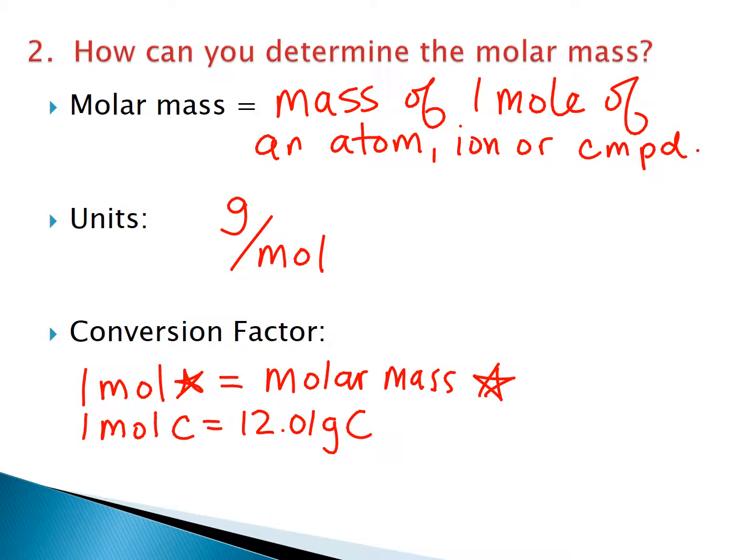12.01 grams. Right. If I look at the periodic table and see, let's see, what's a good one? Arsenic, As. The mass on the periodic table is 74.92, so 1 mole of arsenic has a mass of 74.92 grams.